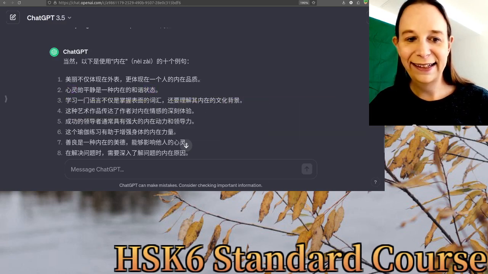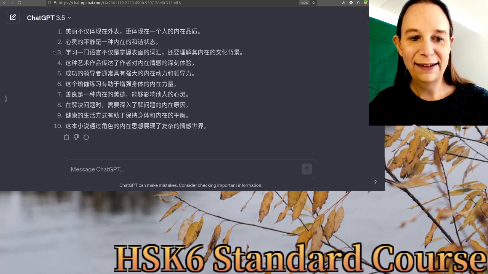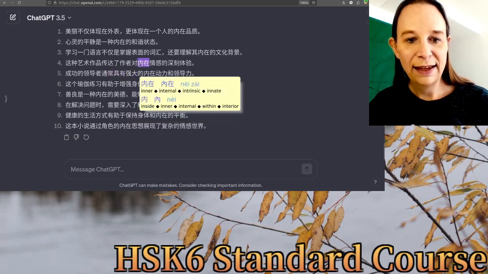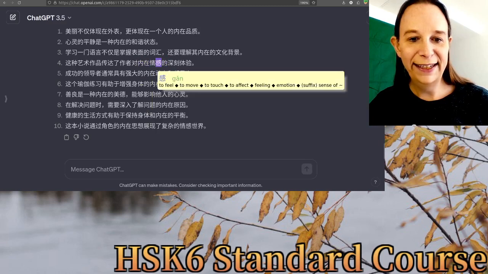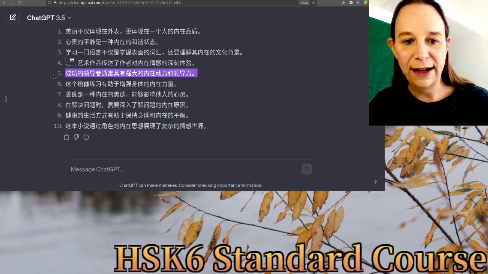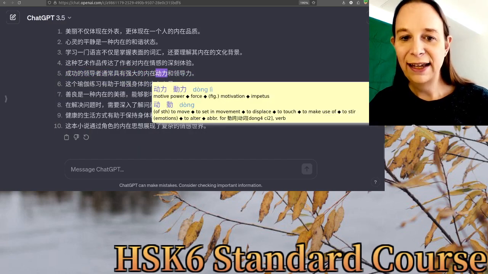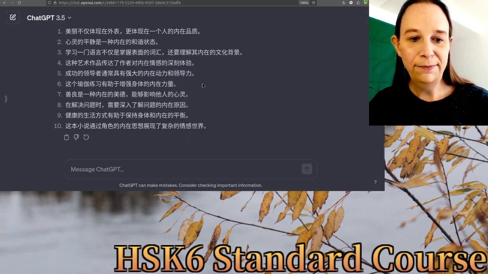Oh, okay, this is like 心灵的平静 This is spiritual peace. Something like that. 内在的文化背景 Intrinsic cultural background. Right. 内在情感的深刻体验 内在情感 internal feelings, intrinsic feelings, intrinsic emotions is better. 成功的领导者通常具有强大的内在动力和领导力 So intrinsic motivation and leadership abilities.